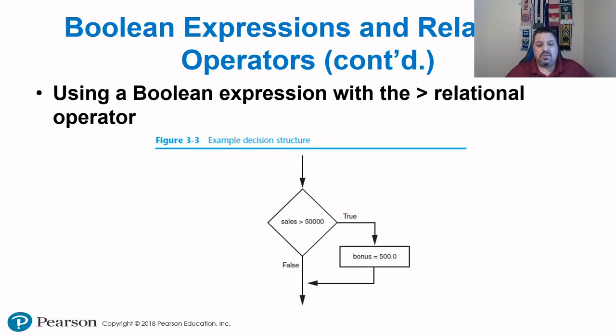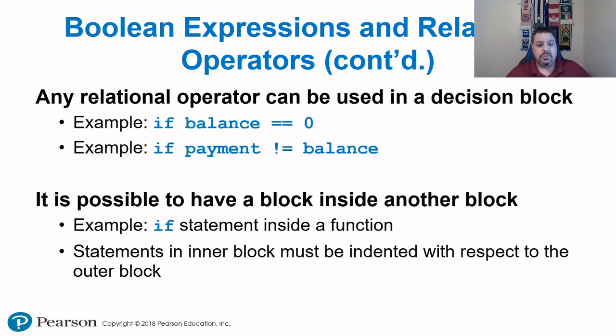So, how else can we use this? Well, let's say if our sales are greater than a certain amount, then we're going to get a bonus. Great. If our balance is equal to 0, or if our payment is not equal to balance, these are basically code, the same thing I've just done for you in our example. And it is possible to have another if inside another if. We'll talk about the complexity of that later on.